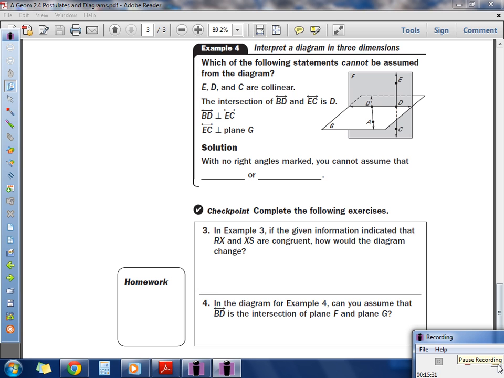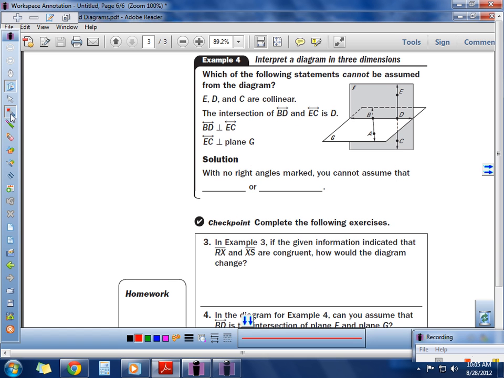In example 4, it says, which of the following statements cannot be assumed from the diagram? So let's read each one and compare it to the picture. The first one says E, D, and C are collinear. Let's find them. E, D, and C. What's it mean to be collinear? They're on the same line. Is that true? Are they on the same line? Okay, so this one's fine. We're going to put a little check by it. It's good to go. That is a true statement. You could write the word true out to the side if you want.